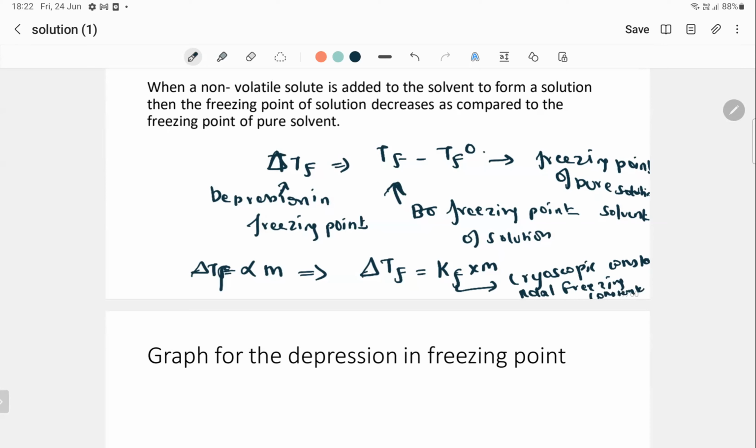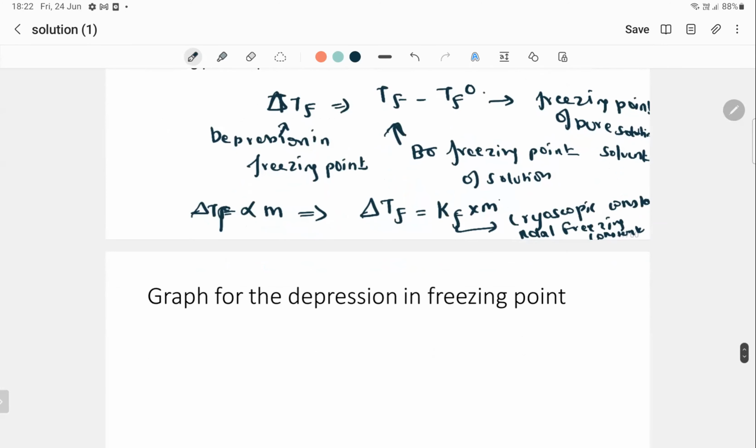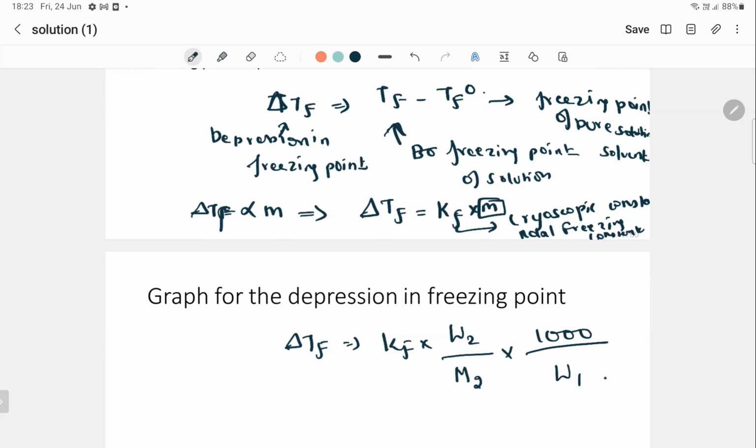Okay. So now again apply the value of m, molality. So what will be the formula? Delta TF is equal to KF into given mass of the solute divided by molar mass, into 1000 by W.